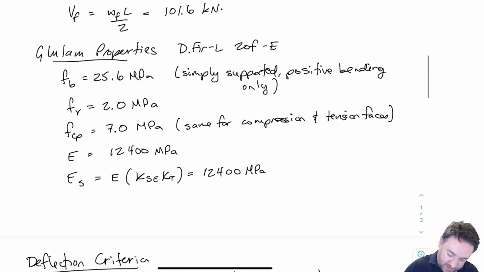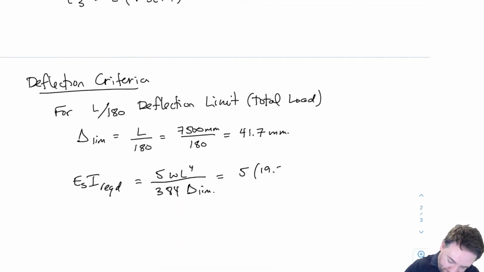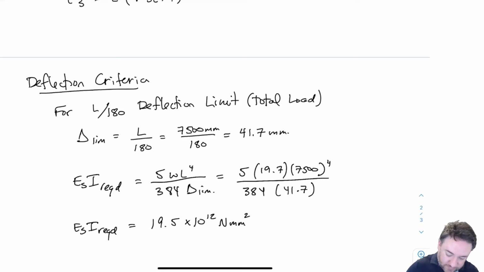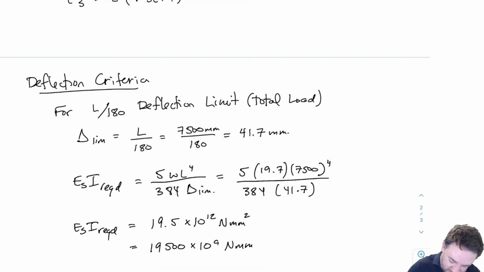Okay, so that's 19.7. My L is 7,500 millimeters to the 4th, divided by 384 times 41.7. And if I do that, I get a required E times I of 19.5 times 10 to the 12 Newton millimeters squared. Or I could say 19,500 times 10 to the 9 Newton millimeters squared. So this just depends on what we're looking for in our table.